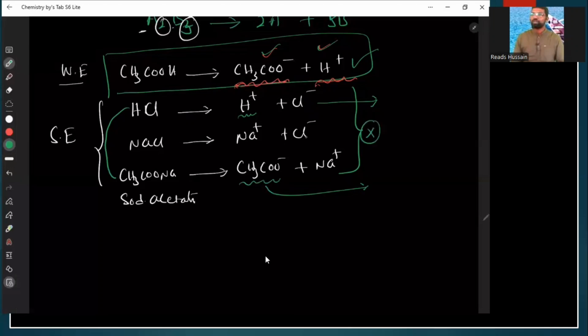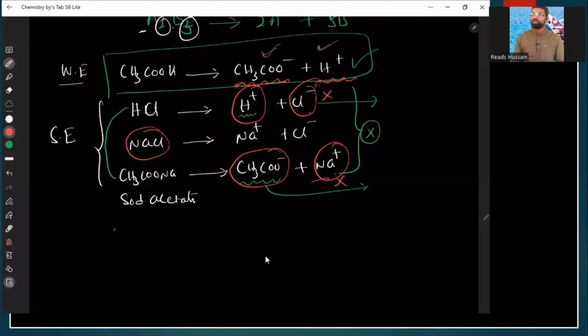Why do we need to subtract? We need H plus, but we don't need Cl minus. Here we need CH3COO minus, acetate, but we don't need Na plus. That means overall we don't want Na plus and we don't want Cl minus. That means we have to subtract this.